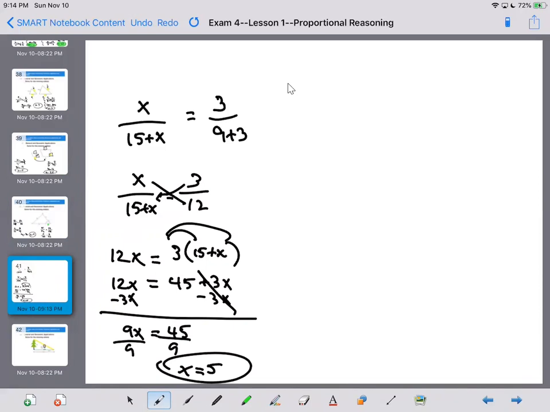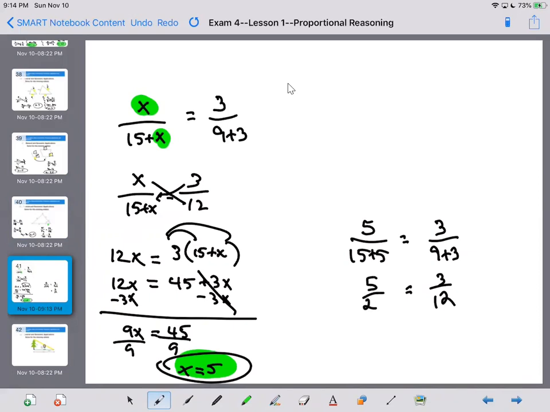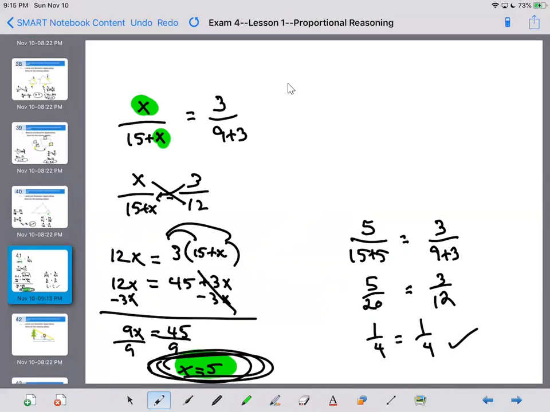And then just look at it. Just take 5 and substitute it in. So 5 divided by 15 plus 5, does that equal 3 divided by 9 plus 3? Well, 3 twelfths and 5 twentieths. Well, 5 twentieths will actually simplify to 1/4. 3 twelfths will simplify to 1/4. That just means that x equal 5 is correct.